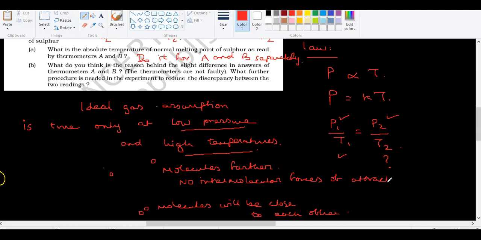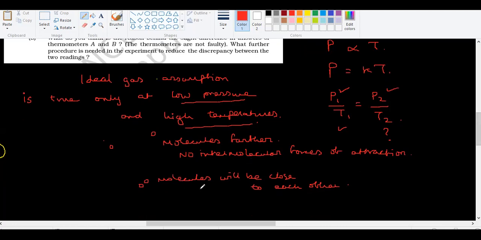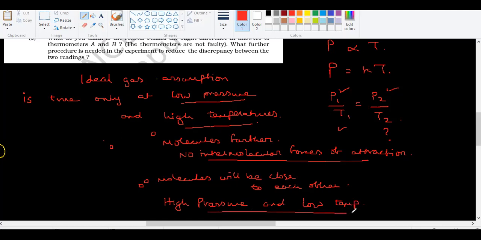So take it down properly. This is coming again in the later chapter, kinetic theory of gases. Low pressure and high temperature will lead to molecules being farther away, so no intermolecular forces of attraction. When the molecules are close to each other, it means high pressure. As you keep on increasing the pressure, you are putting more and more molecules closer to each other. So high pressure and low temperature: in this case, there will be intermolecular forces of attraction.